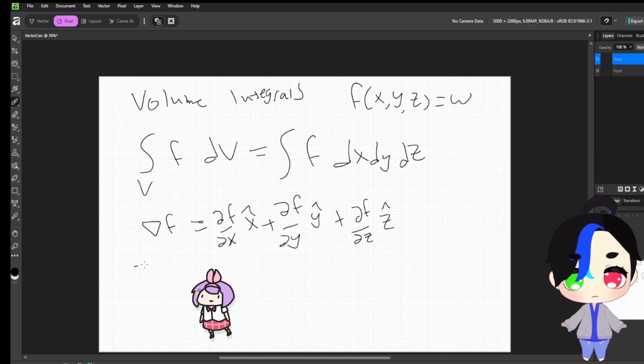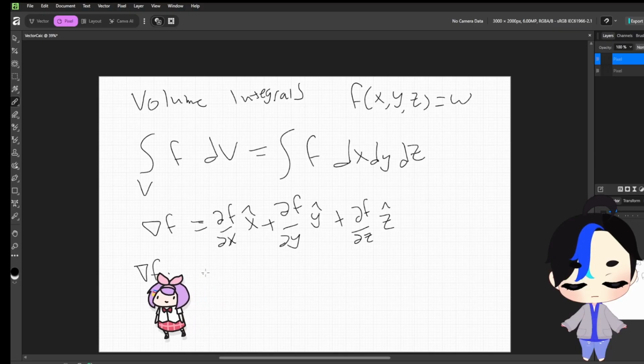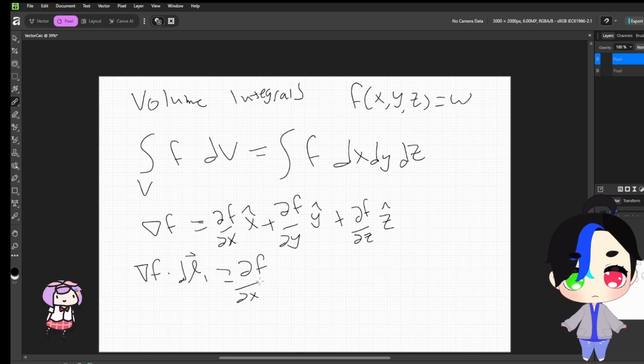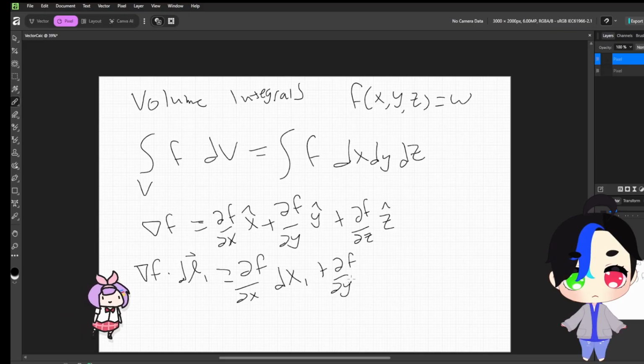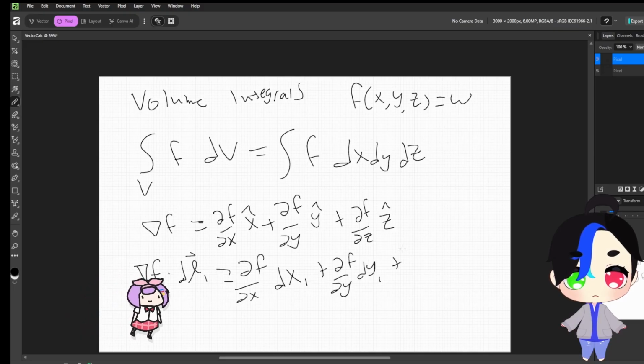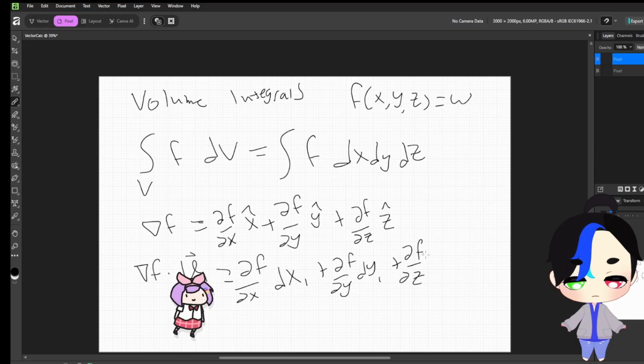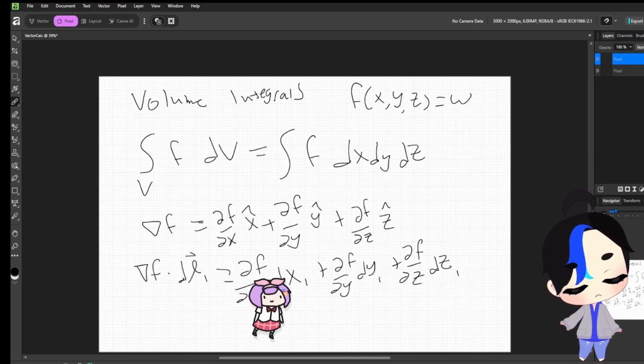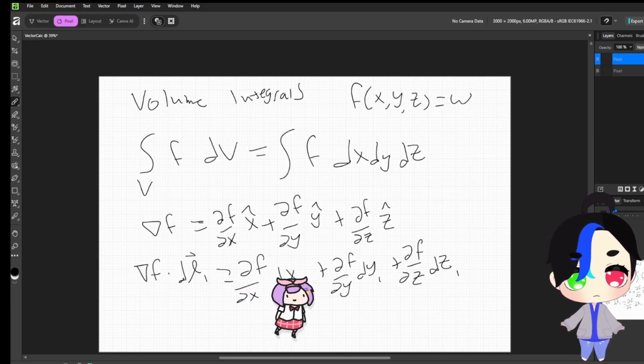If I were to dot this, since this is a vector, with some specific path L, then this would equal df dx dx1 plus partial f partial y dy1 plus partial f partial z dz1. For mathematical reasons, this is what we call a total differential, which we denote just with df.